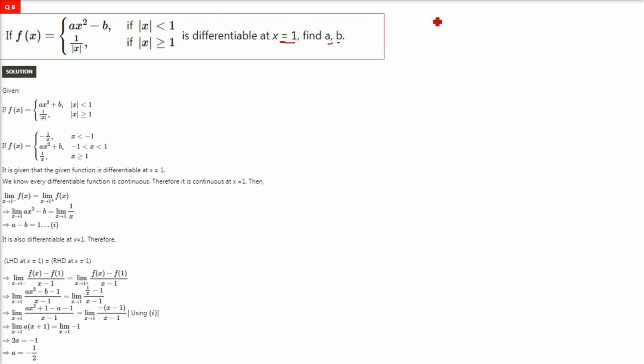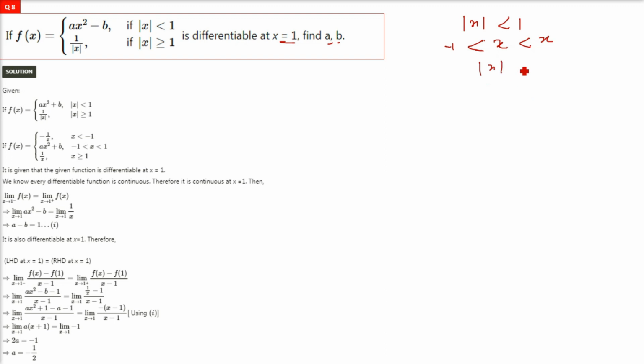Now you already know the explanation for mod x. So mod x less than 1 means what, and mod x greater than 1 means what. So when mod x is less than 1, what is this?